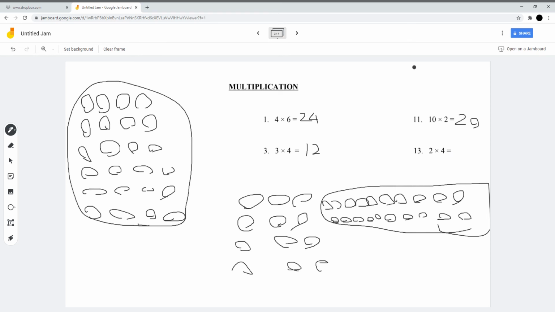2 multiplied by 4. 2, 1, 2, 1, 2, 1, 2. And the answer is 8.